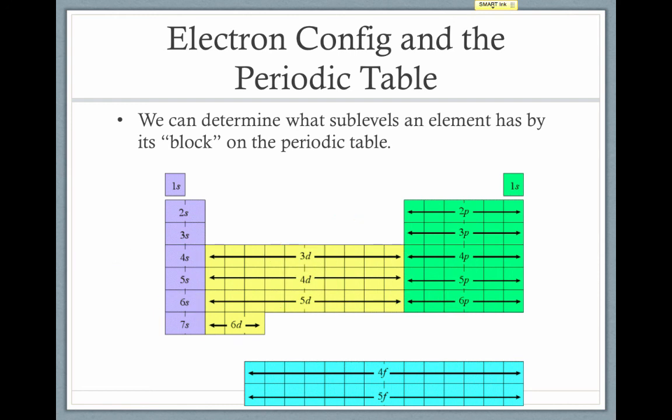And finally, we have the F block. Elements in the F block will have electron configurations that end with electrons in an F sublevel. We won't look much at elements with F block electrons because they're generally very large elements.